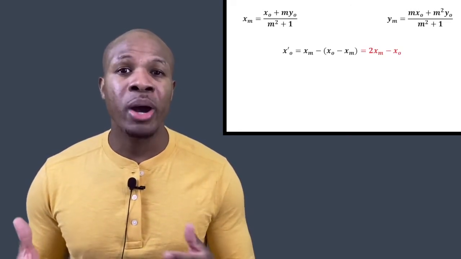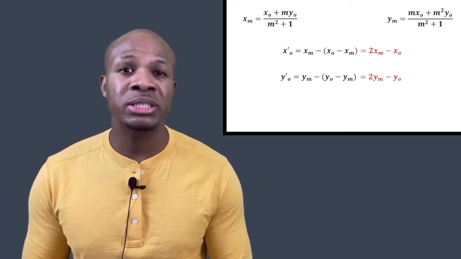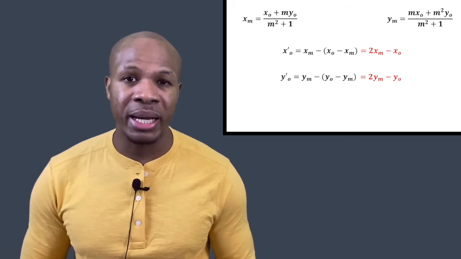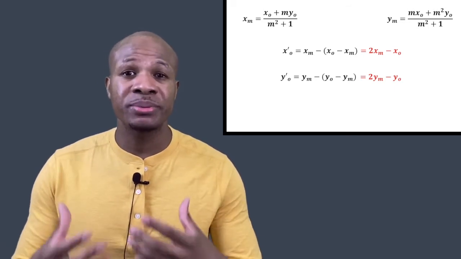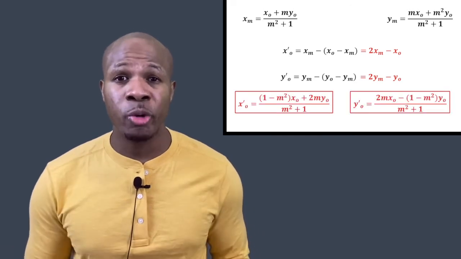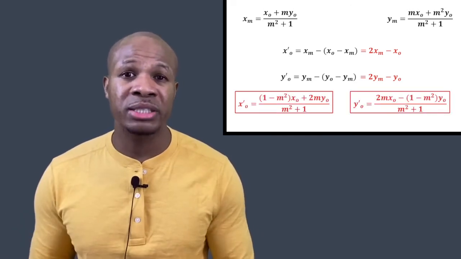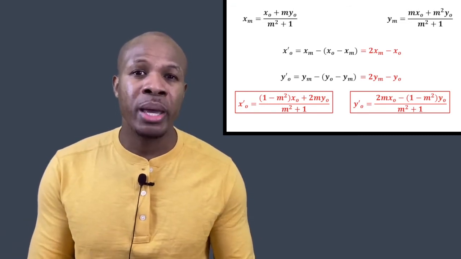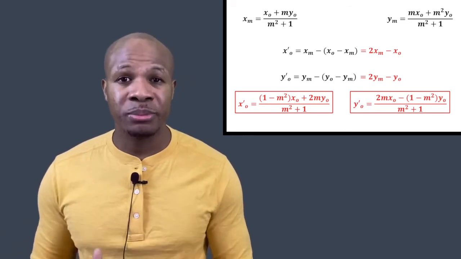And likewise for y prime naught, which is our final y position, that's going to be equal to 2y sub m minus y naught. All right, and then when we go ahead and substitute our equations for x sub m and y sub m, we get these two equations here, which says x prime naught is equal to 1 minus m squared times x naught plus 2m y naught divided by m squared plus 1.